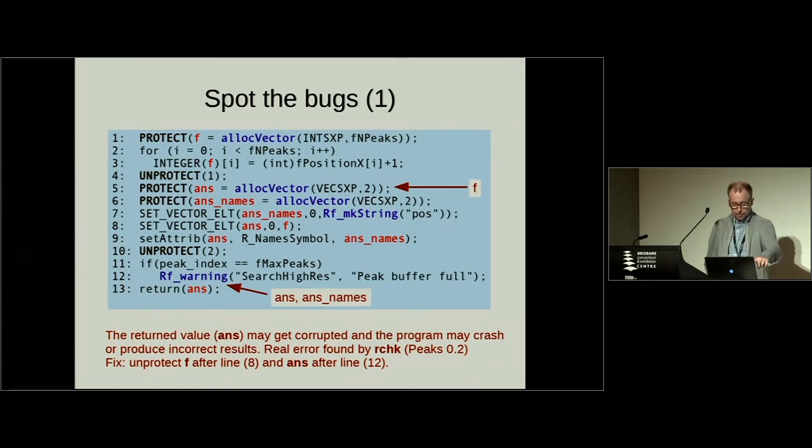The same bug is repeated in this example down below. You can see that when we allocate at line 12, ans is unprotected at that time. But we are returning ans, that's the answer, the result of some function, but it may be corrupted already at that time. So again, it's a real error.